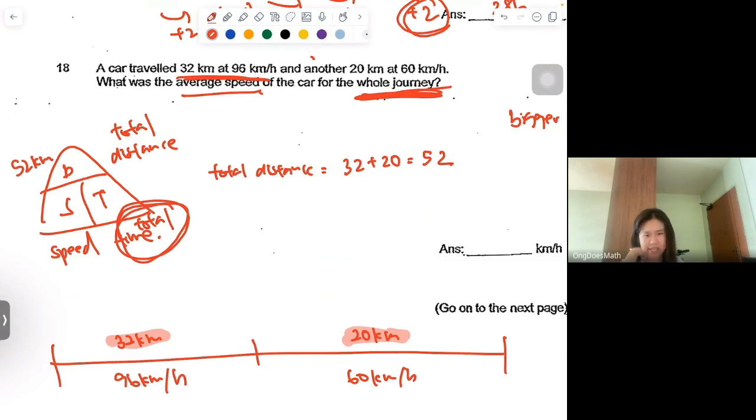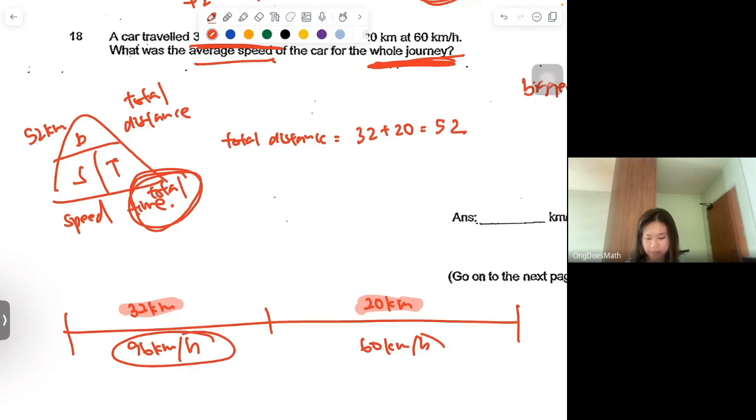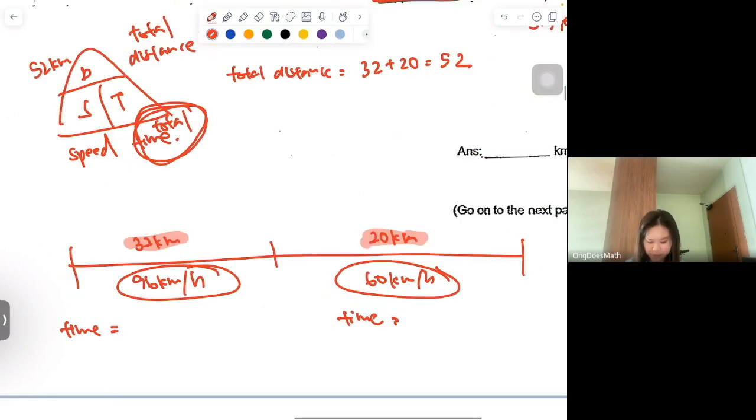So in this case, you weren't given time for the individual parts of the journey. Instead, you're given speed. But since you have the distance and you have the speed, you can find the time taken for the first part of the journey and the time taken for the second part of the journey. So how do you make use of this triangle?